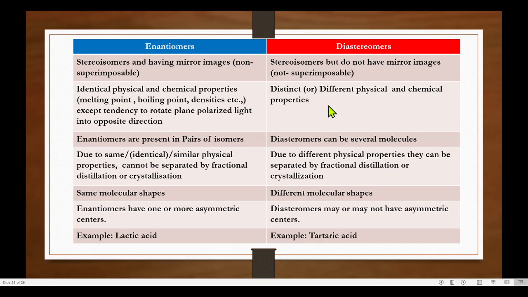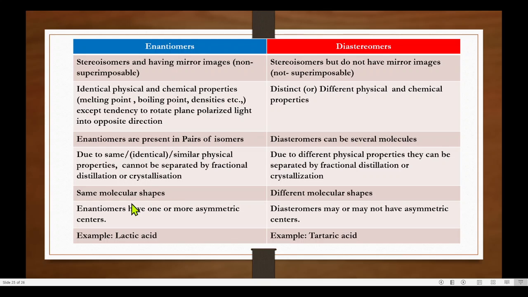But diastereomers, because they are different compounds, have distinct physical and chemical properties. Enantiomers are present as pairs of isomers. Diastereomers can be several compounds. And due to similar physical and chemical properties, enantiomers are very difficult to separate by methods like fractional distillation or crystallization. But diastereomers have different physical properties and are different compounds, like cis and trans, so it is very easy to separate them by fractional distillation or crystallization.